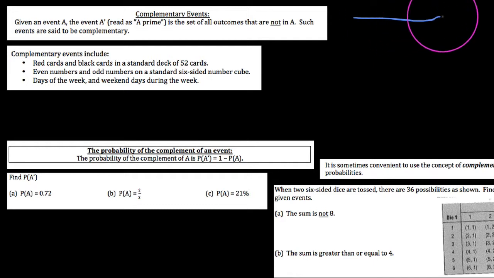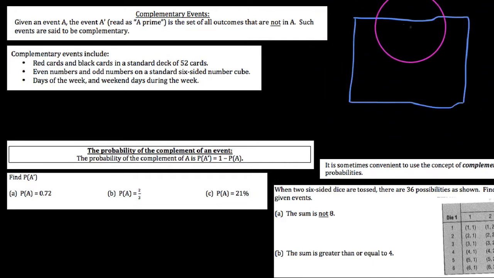We could illustrate this. We have the set of all events here. Let this on the left represent all of the outcomes in some event A, perhaps like getting a red card. That would be all of the things in here. We would define A prime as being the set of all things that are not in A.